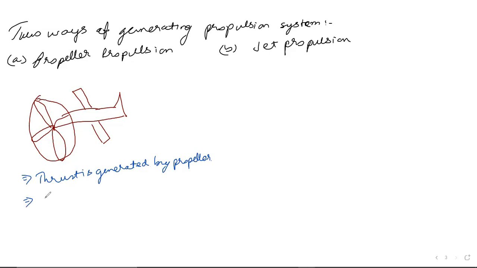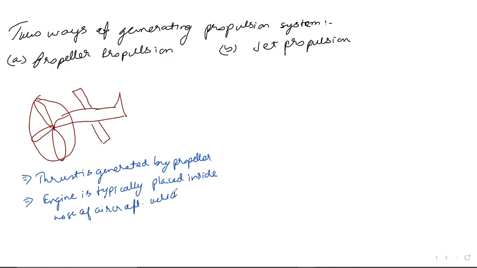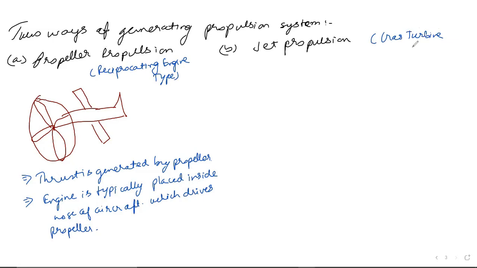Second, the engine is typically placed inside the nose of the aircraft, which drives the propeller. In flight mechanics, we have already studied the two types of engine: reciprocating engine and jet propulsion engine. This kind of thing is known as the reciprocating engine type, and this can be called the gas turbine engine type.